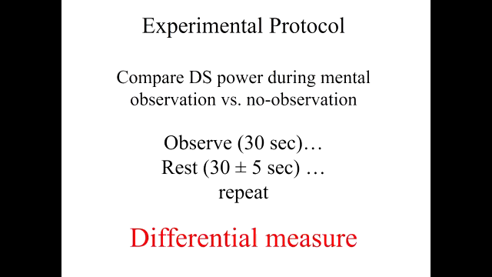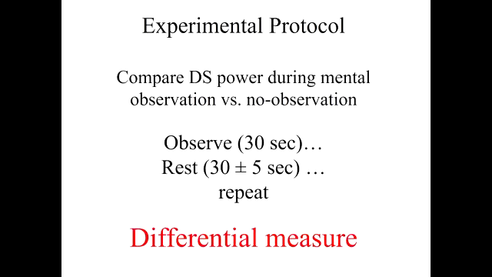And the measure that we're interested in is a differential measure. We're asking, what is the double slit power while observing versus while resting? And there are many ways of doing the statistics. We generally present it in terms of a z-score, or an effect size.